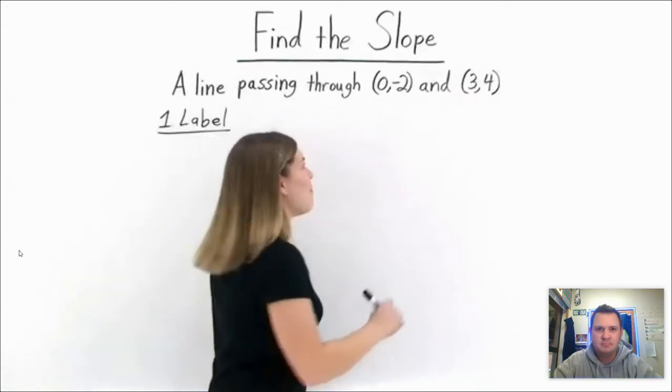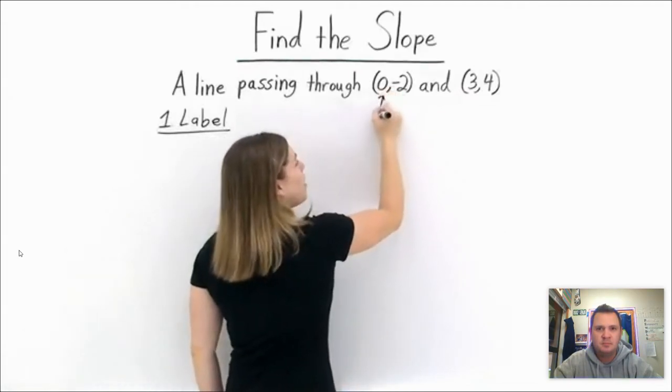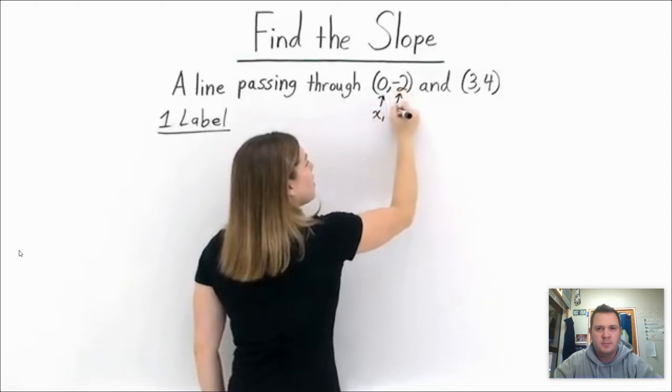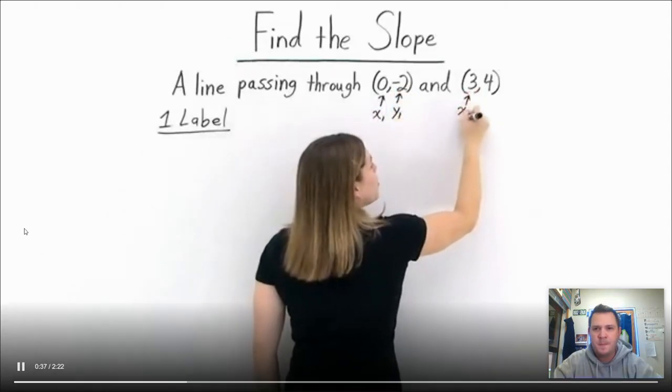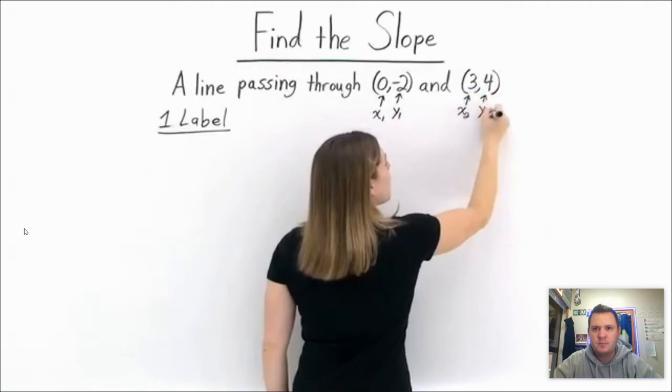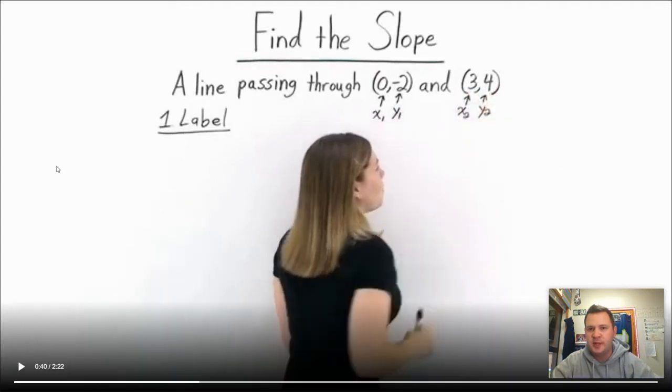So let's label them. Here, we'll have an x sub 1. And here, we'll have a y sub 1. Here, we'll have x sub 2. And here, we'll have y sub 2. I just want to stop real quick. So the first set of coordinates, those are the ones. The second set, those are the twos. That's all she's saying: it's always x and y, but these are all your ones, these are all your twos. Simple.